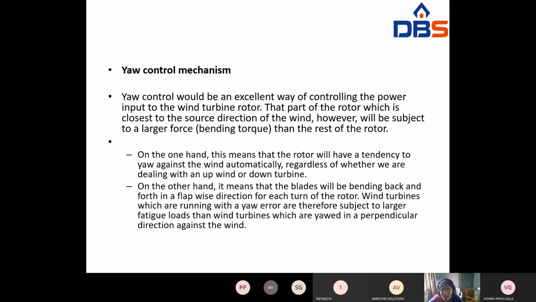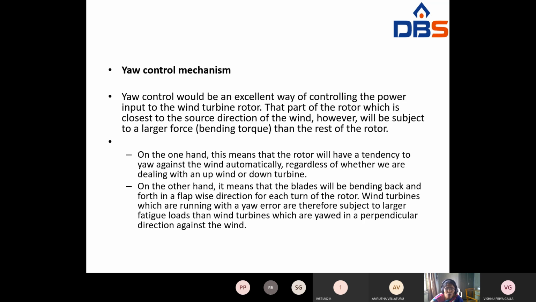In the previous one, you have to see the yaw control. How to control the yaw? Yaw control mechanism: yaw control would be an excellent way of controlling the power input to the wind turbine rotor. The power given to the rotor is controlled by using the yaw. The part of the rotor closest to the wind direction will be subject to a larger force than the rest of the rotor.